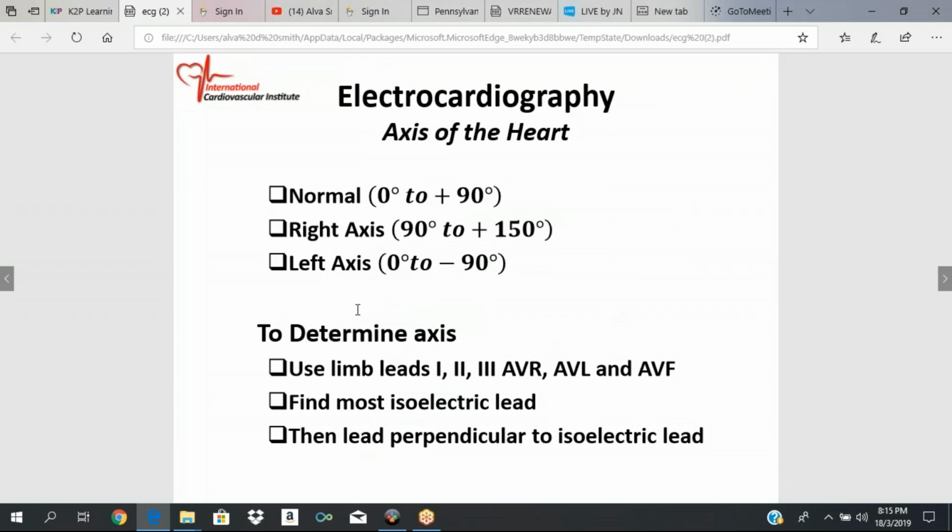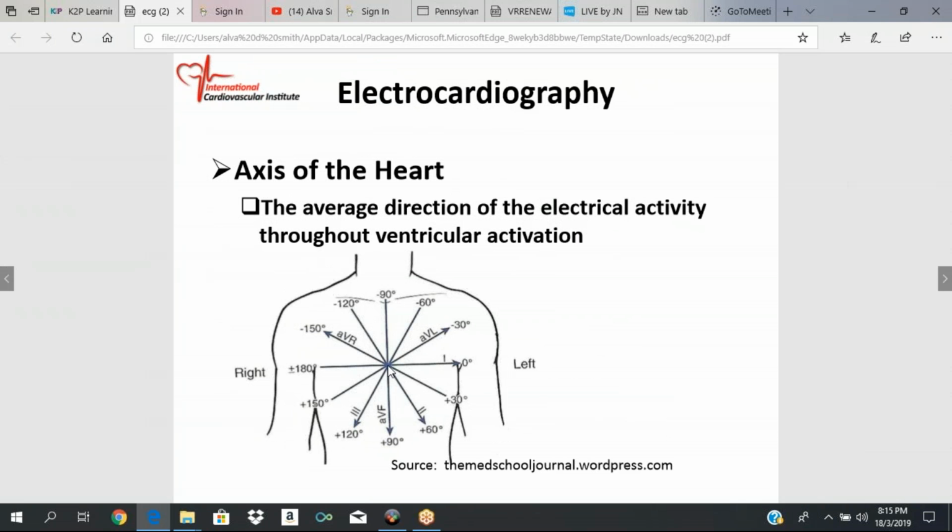When we say right axis, then the axis is moving more to the right side. Let's just look at this. When we say right axis, it's in the right quadrant. So if you find the axis somewhere between plus 90 and 180, then it's right axis. This is the normal axis between 0 and 90.